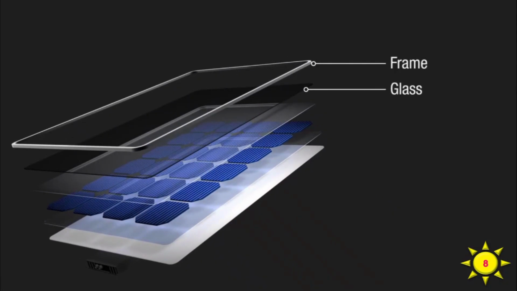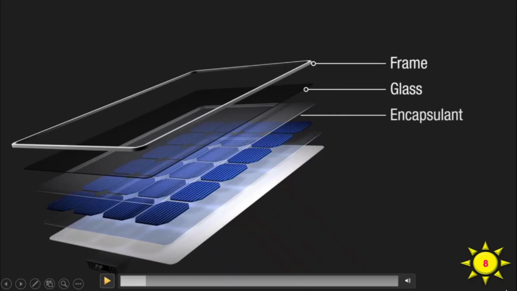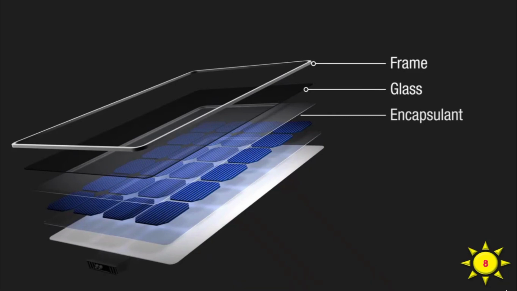Second is the glass layer. It is made of high transparency tempered glass, and its function is to maximize the transmission of sunlight and protect the cells against impact, rain, dust, and hail. The next layer is the encapsulant layer with high adhesion.